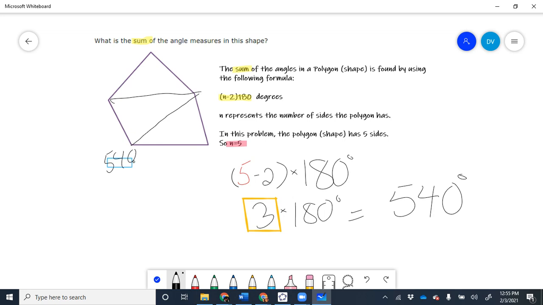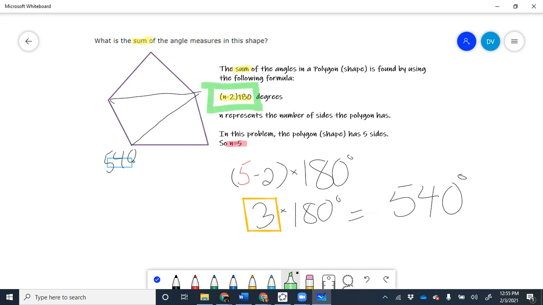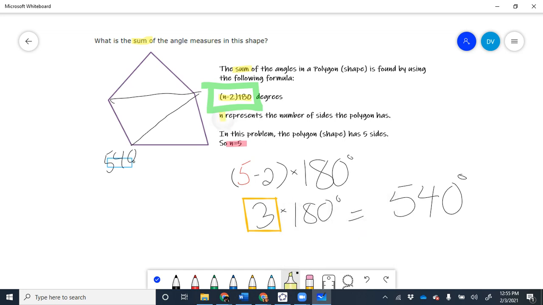So make sure that you go back and rewind this if you forgot. Make sure that you write this formula. Let me highlight it again, or circle it with a different color highlighter. This is the important part right here. N minus 2 times 180. The N represents the number of sides that our polygon, our shape, has. This problem has 5. Some problems are going to have 6, maybe 7. Some of them have 9. They could do more, but they probably don't do too many more.